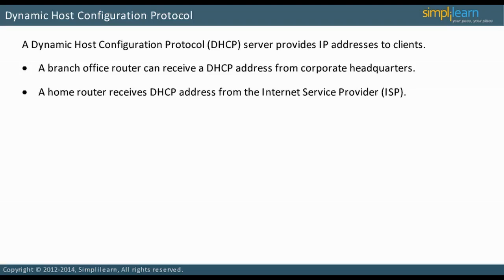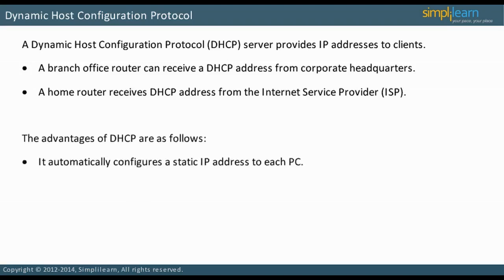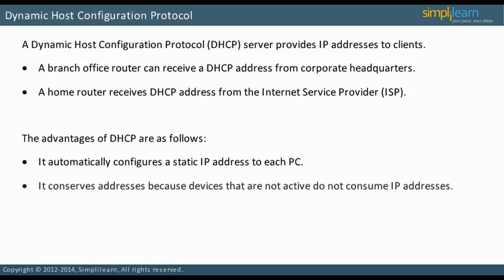LAN. DHCP makes a network administrator's life easier. If DHCP is not there, a static IP address should be manually configured on each PC, and the network administrator would be involved in each office add, move, and change. Another advantage of DHCP is that it conserves addresses because devices that are not active do not consume IP addresses. A Cisco router can act as either a client or a server of DHCP. No additional software is needed. It receives an address from the DHCP server. In the next slide, let us discuss how to configure a DHCP client.